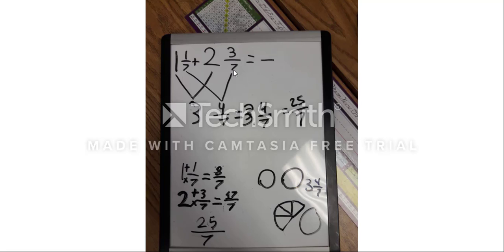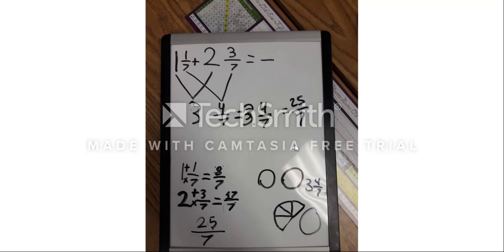She explained that she wanted to add the whole numbers first, 1 and 2, which added up to 3. She then added the numerators 1 and 3, which added up to 4. She put down the denominator of 7 since she saw that both of them had a common denominator.